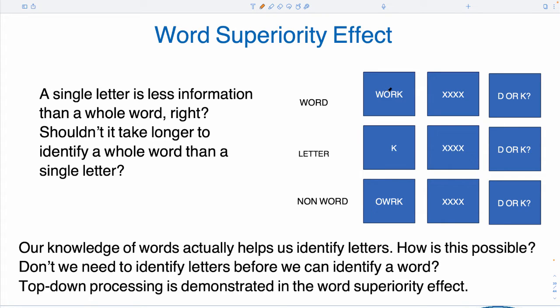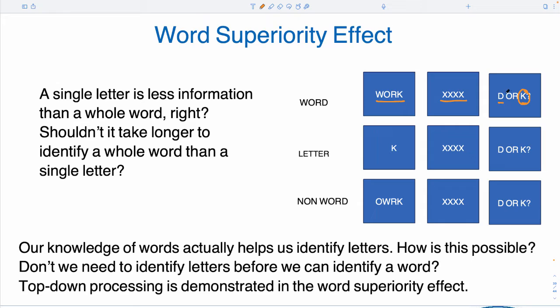To study this, the researchers presented individuals with either a word, the example here is the word work, and then they immediately covered up the word with these X's so that they couldn't just keep looking at it. And the word was shown very, very briefly. And then they asked a question. Did you see a D or a K? And so, of course, the correct answer would be, oh, there was a K in this, right?